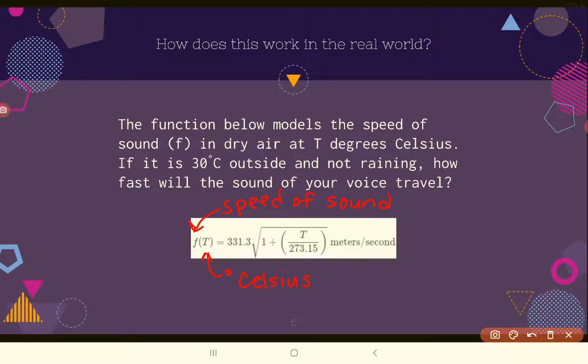Well, I would have to take 30 and plug it in for T, okay? Because 30 in this case would be my input. Whatever I got as my answer would be my output. That would be my speed of sound. So that's just an example of where this applies in the real world.